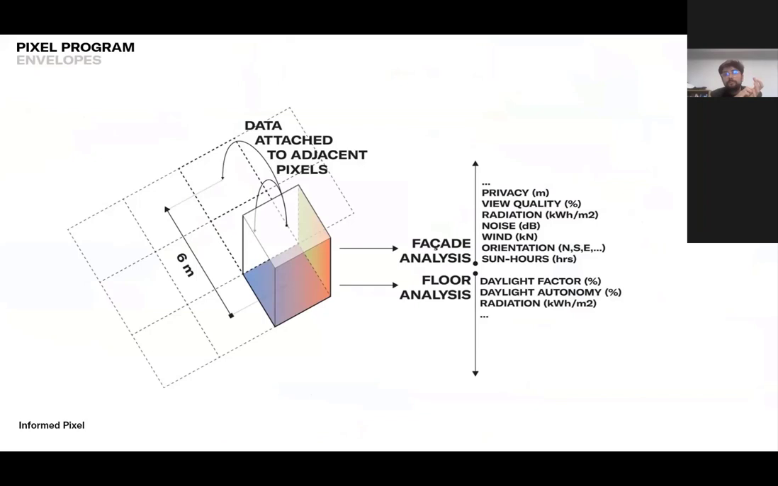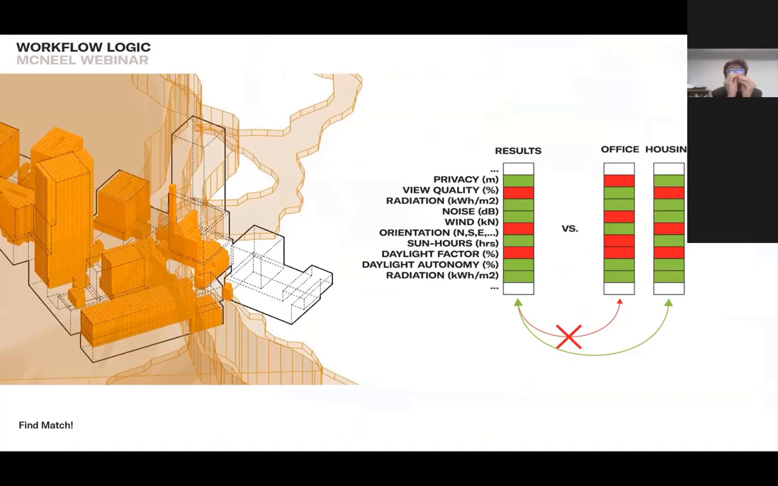We took the massing, divided it into little pixels, and we started to dump information into each one of these pixels so that eventually we could compare all this Boolean information that we had in each one of the pixels with the profiles that we built. So if the pixel was private but didn't have a good view, but was radiated enough, but was not exposed to noise, and was not exposed to wind, and this matched what we assume is a house, then that cube could be highlighted as a house.